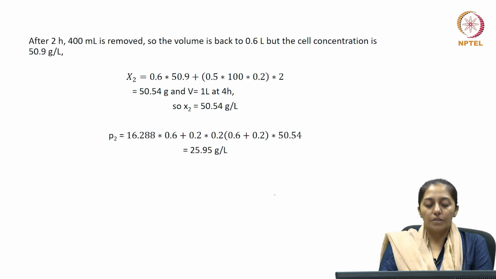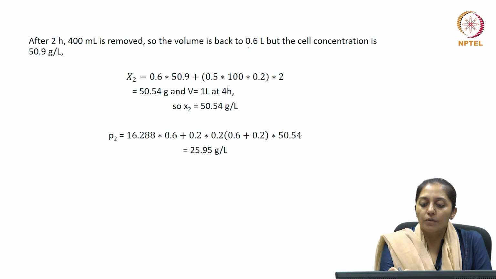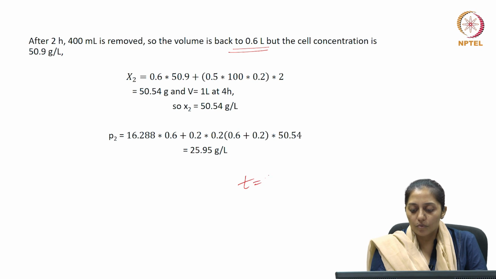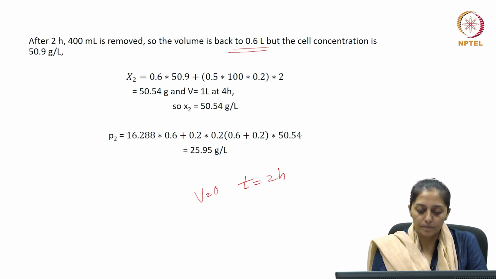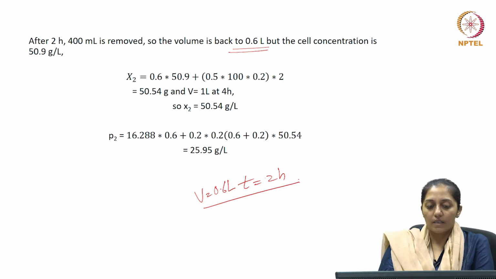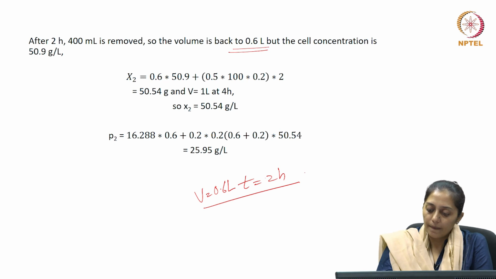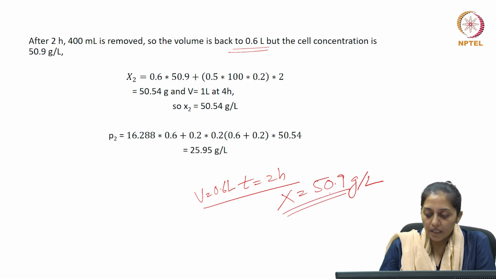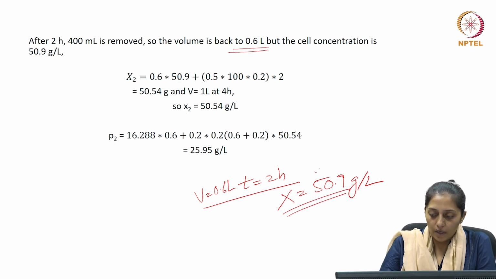So, after 2 hours of quasi steady state, 400 ml is removed. So, we know that the volume from 1 liter will go back to 0.6 liters at T equals 2 hour. However, because it is at quasi steady state, the biomass concentration is 50.9 grams per liter. And so this becomes the initial point for the fed batch to start again.